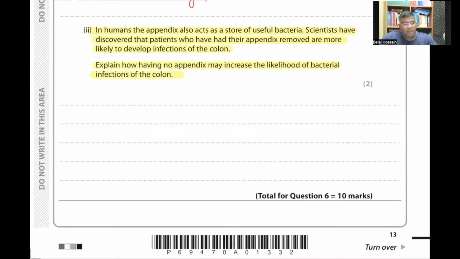So basically, what happens is that once the appendix is removed, it also removes the useful bacteria that are produced and secreted by the appendix. All right. So this reduces the competition with the pathogenic bacteria, and pathogenic bacteria can survive better. They can multiply much faster. And as a result, they can basically cause bacterial infection.